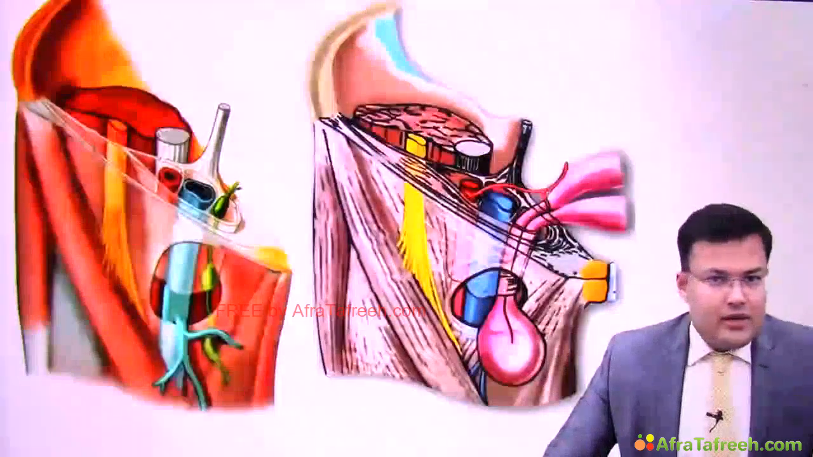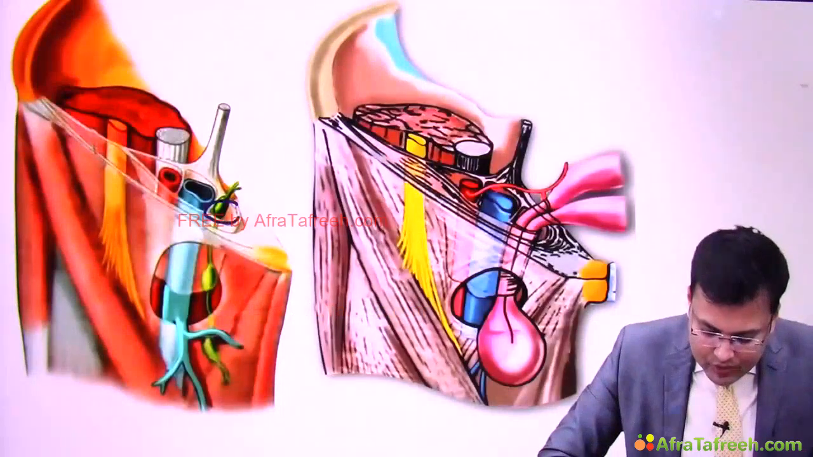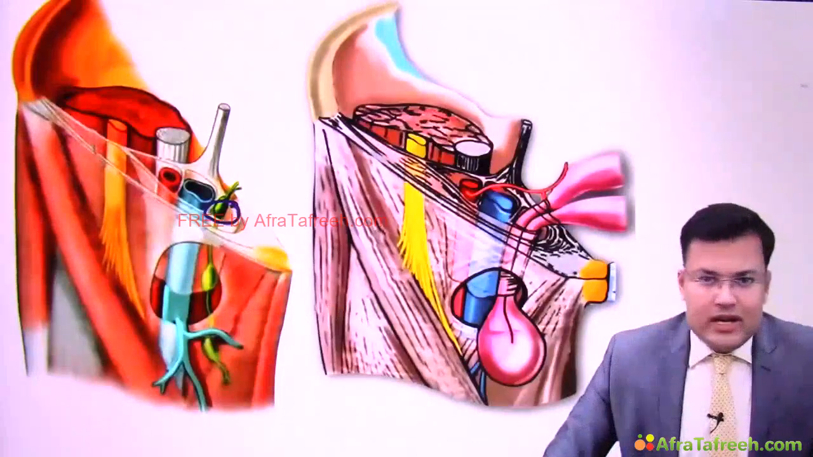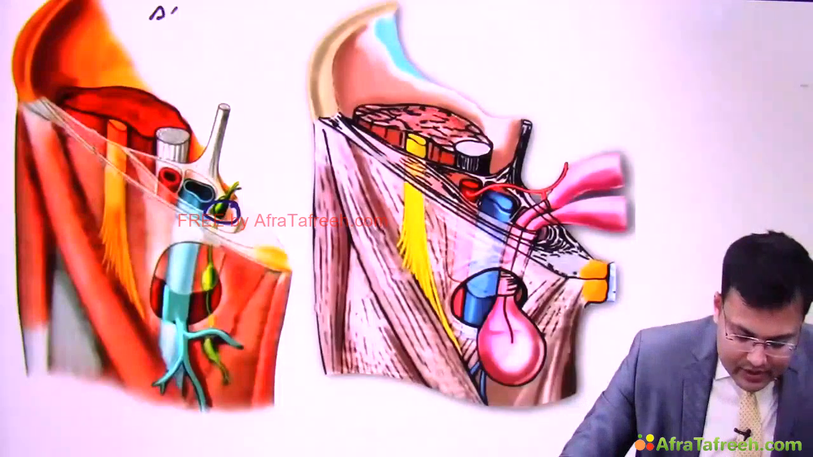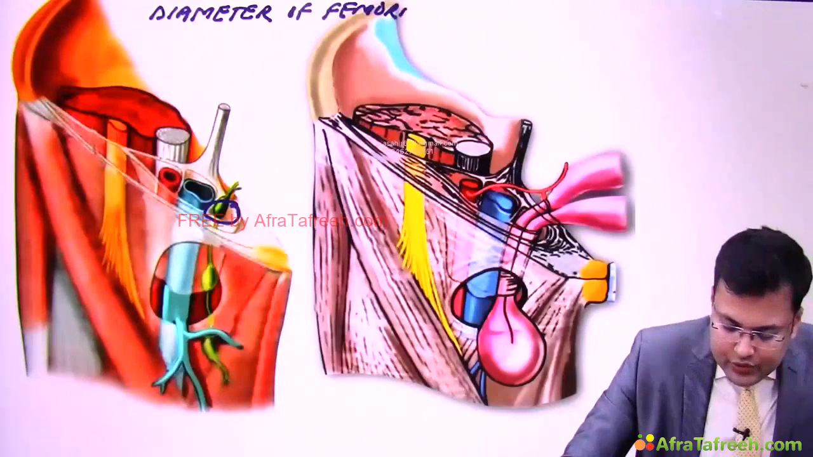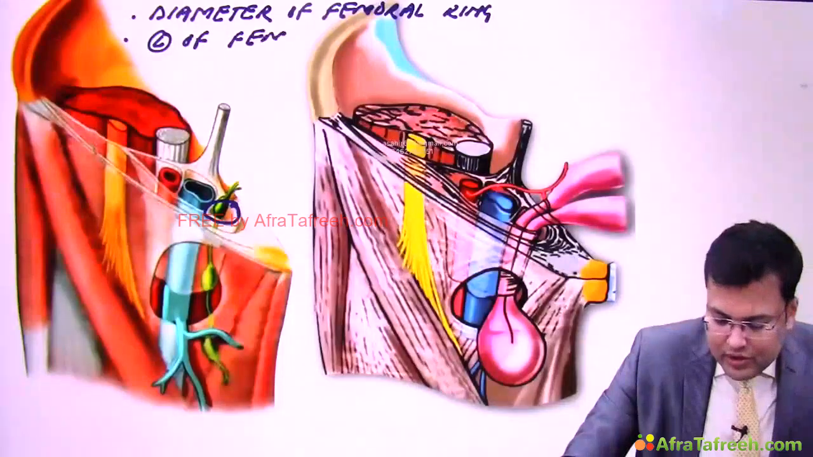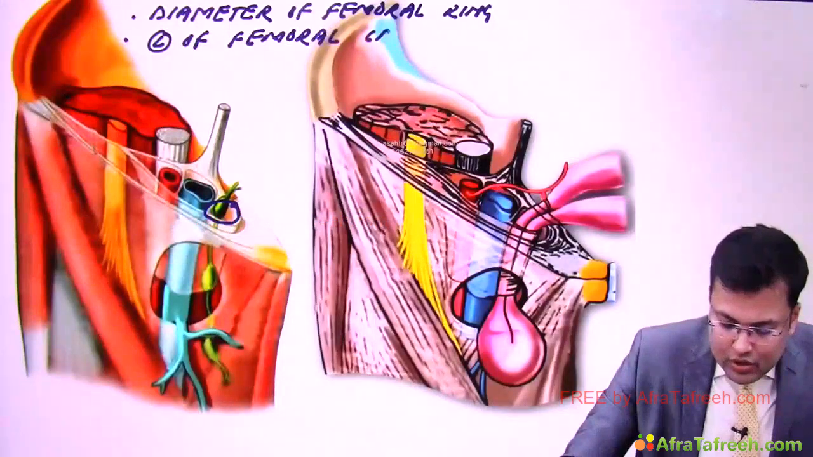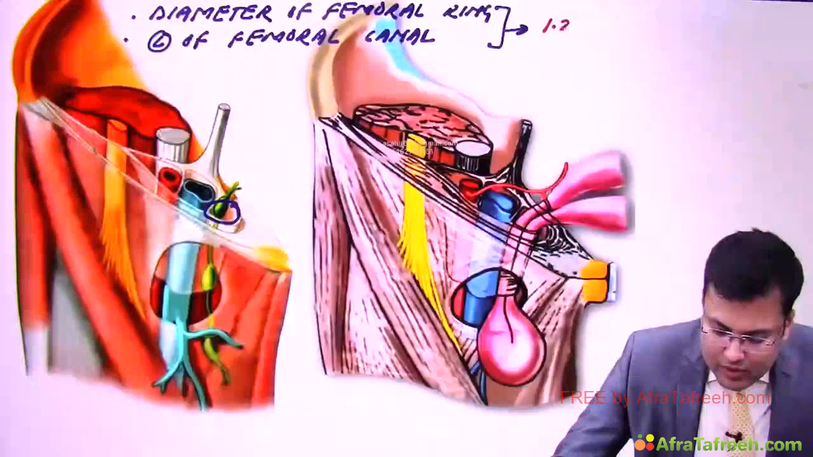Now first important point: what is the diameter of the femoral ring? The diameter of the femoral ring is 1.25 centimeter. And what is the length of the femoral canal? That is also 1.25 centimeter. So the diameter of the femoral ring is 1.25 centimeter, and the length of the femoral canal is also 1.25 centimeter. So the answer is the same.